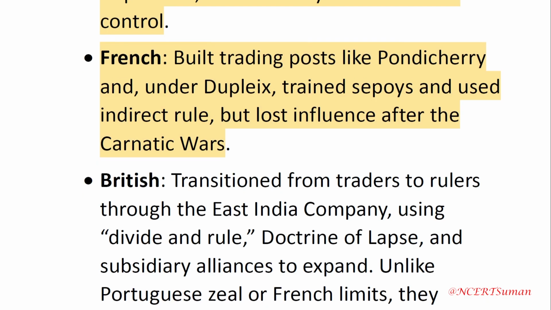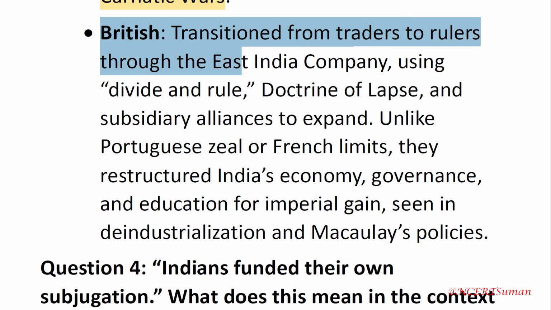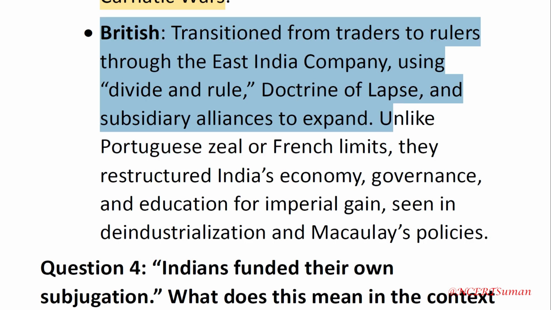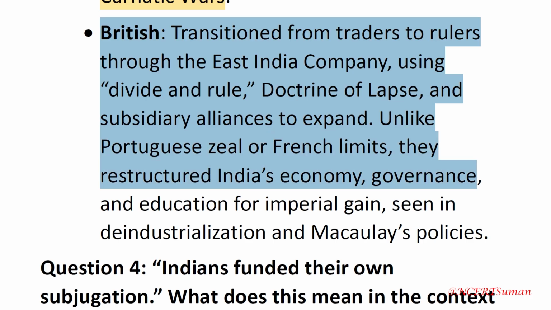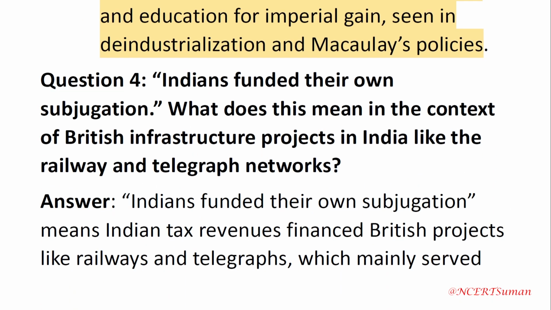Carnatic Wars. British transitioned from traders to rulers through the East India Company, using divide and rule, doctrine of lapse, and subsidiary alliances to expand. Unlike Portuguese zeal or French limits, they restructured India's economy, governance, and education for imperial gain, seen in deindustrialization and Macaulay's policies.